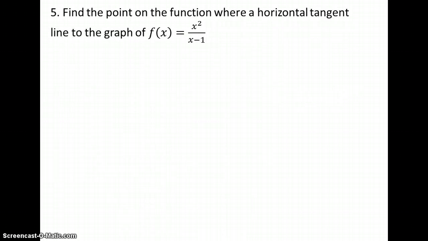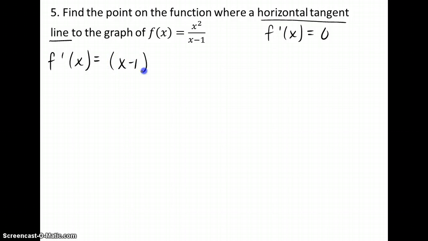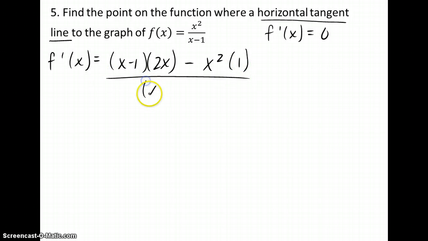Find the point on the function where a horizontal tangent line to the graph of the function exists. Okay, horizontal tangent line. That's where the derivative equals 0. So the derivative of this function does need the quotient rule. Bottom times the derivative of the top minus the top function times the derivative of the bottom, all over bottom squared.